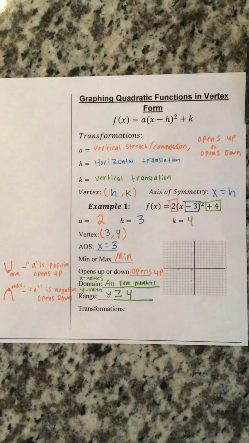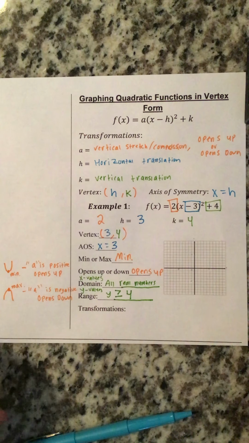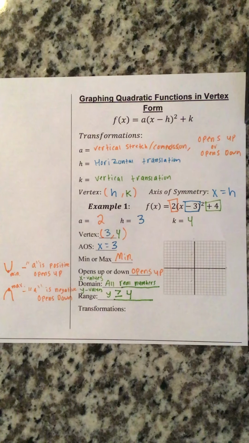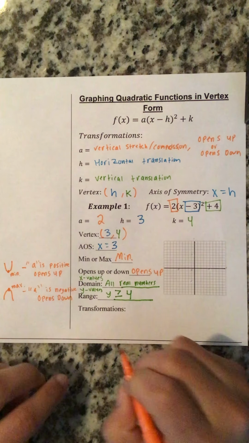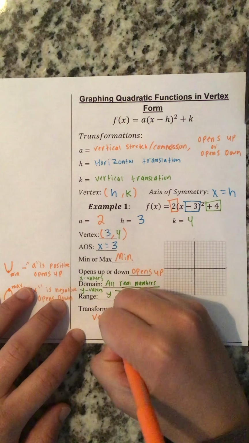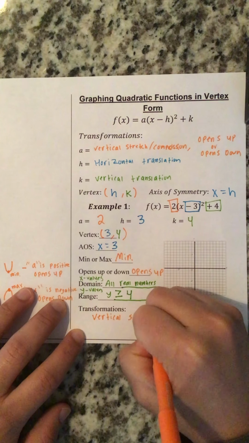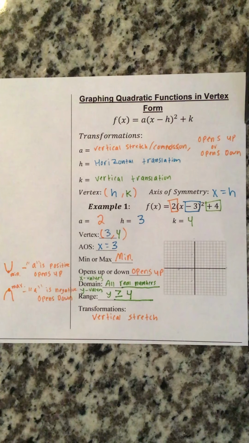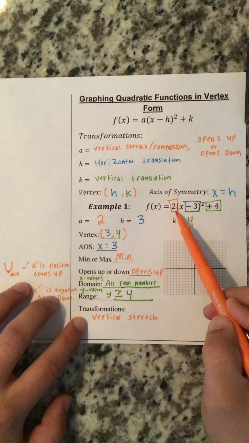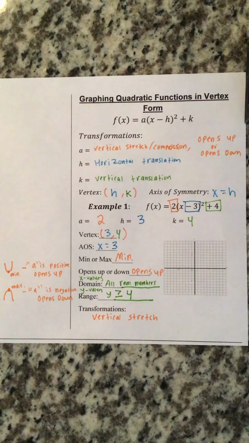So transformations, there's a few here. Let's go left to right. Starting with this 2, what does the 2 tell me is happening? Hopefully you should kind of know. If not, you could use the other notes that we've seen. Because this is a 2, it's greater than 1, which means I have a vertical stretch. Okay, so it's a vertical stretch.